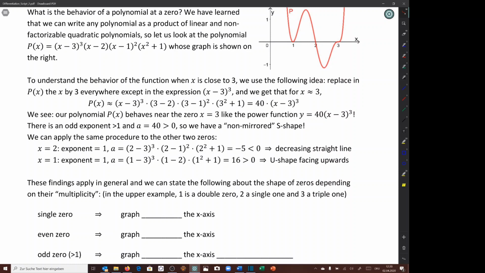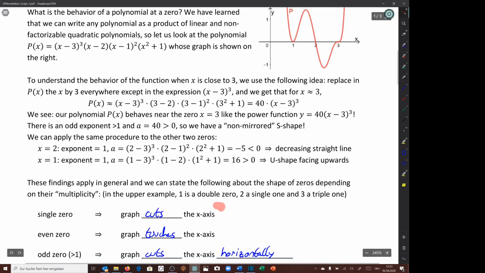We can now generalize our findings. If we have a single 0, this means the 0 has the exponent 1 here. It's a linear factor, so we'll get a straight line here approximately. If it is a double 0, like here, or a 0 with the power 4 or 6, so with an even multiplicity, then we know we'll get a U shape, this or this. If the multiplicity of the 0 is 3 or 5 or 7, so odd and larger than 1, then we know we'll get an S shape like this or like this.